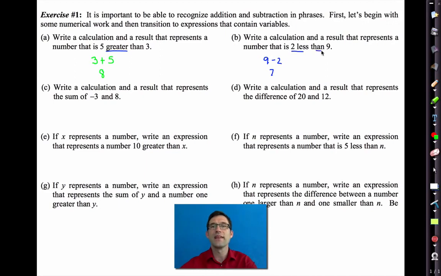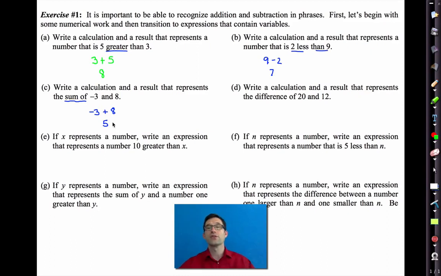So 2 less than 9. It'd be very easy to think, I should just put down 2 minus 9. But 2 minus 9 is negative 7, right? Now, there's nothing wrong with negative 7. It just isn't a number that is 2 less than 9. All right. Now, letter C is a little bit easier. Write a calculation and a result that represents the sum of negative 3 and 8. The sum of, that just means we're adding them together. So really there, negative 3 plus 8 or 8 plus negative 3 would work. Either way, we have a result of 5.